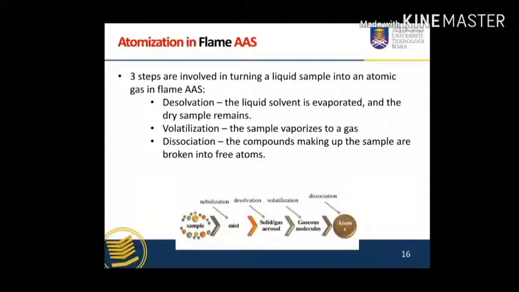For atomization in flame AAS, there are three steps involved in turning a liquid sample into an atomic gas. The first one is desolvation, where the liquid solvent is evaporated and the dry sample remains. Then volatilization, where the sample is vaporized to a gas. And finally, dissociation, where the compounds making up the sample are broken into free atoms.